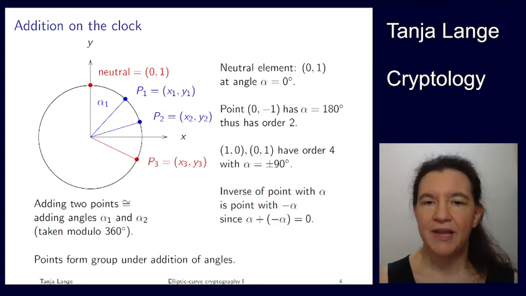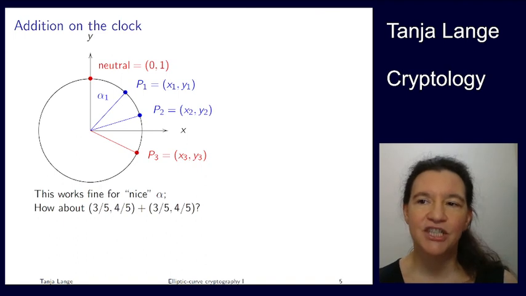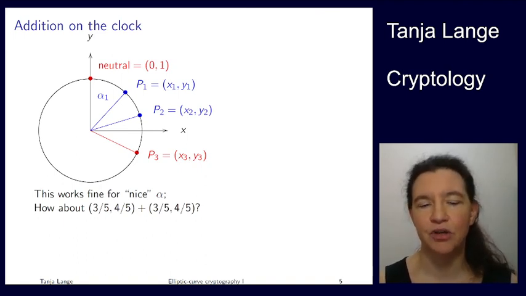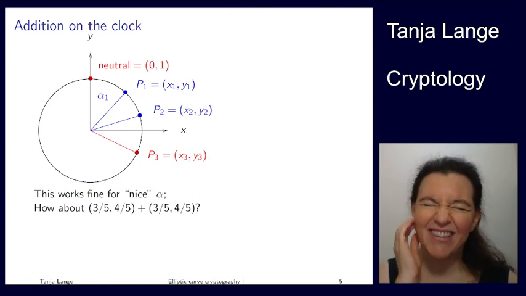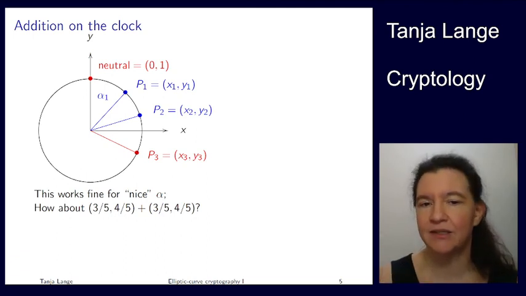Now, we can get this into formulas, but we can't actually use this for adding the points that I pointed out with the Pythagorean triple. How do you add 3/5 to 4/5 with this? Well, okay, we can figure out what angle this is and then get it, but it's some ugly angle. It's not a nice angle.